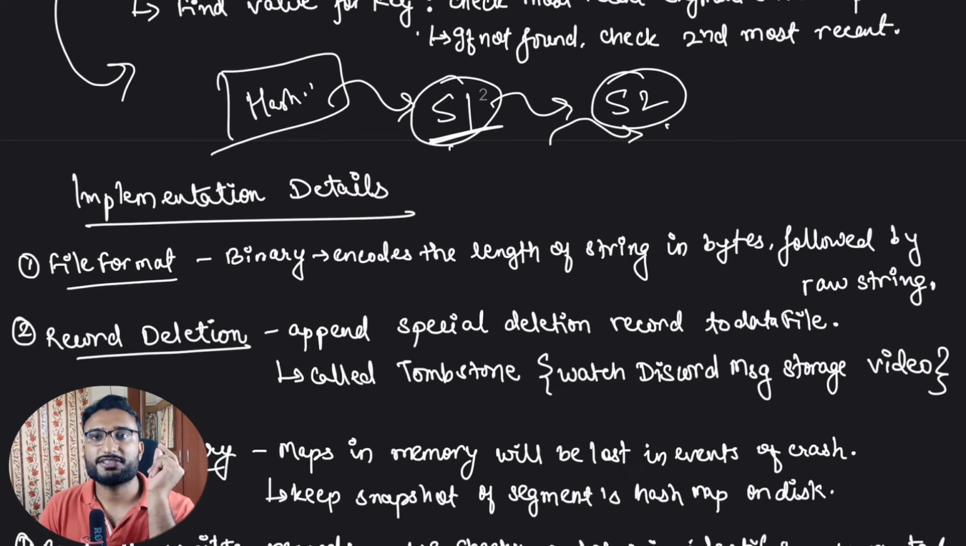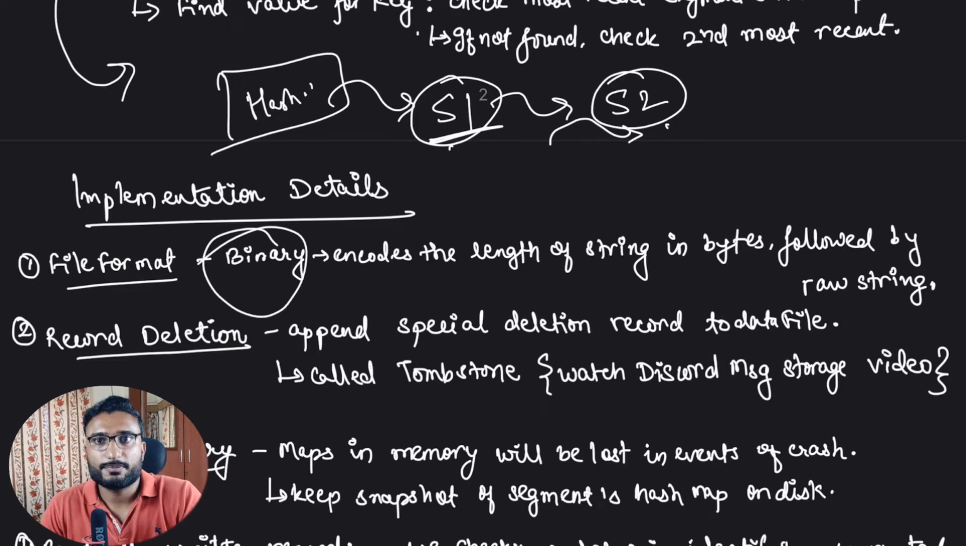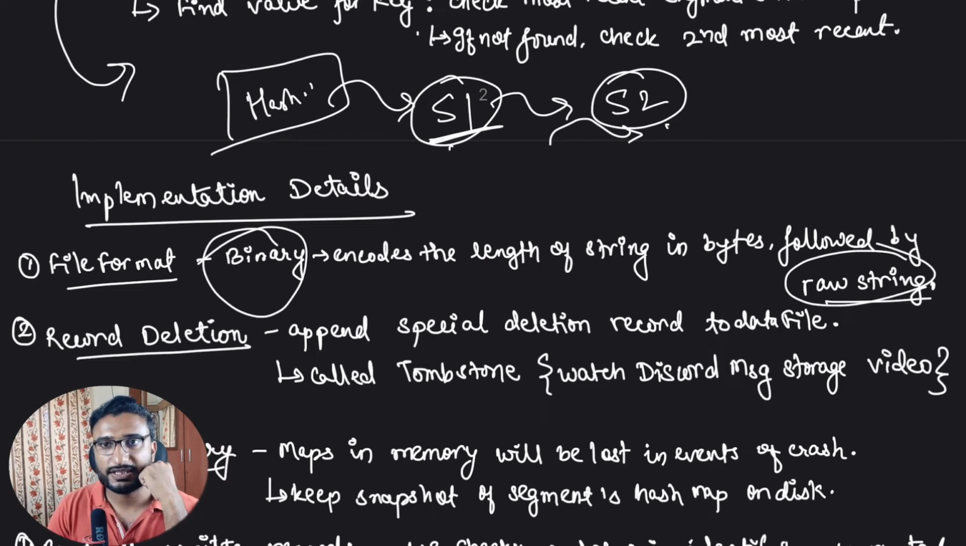Now on the implementation details, how you will implement this data structure which we talked about, कि आपको in-memory hash table रखना है, disk पे segments में data store करना है. So how will you implement this kind of actual logic in place? First one is the file format: which kind of file format you are maintaining so that you consume minimum possible space on disk. Binary is one possibility. ठीक है. Binary में you will consume the minimum possible space on disk. You can encode the length of string in bytes followed by the raw string, which is the value of the key which you are maintaining.